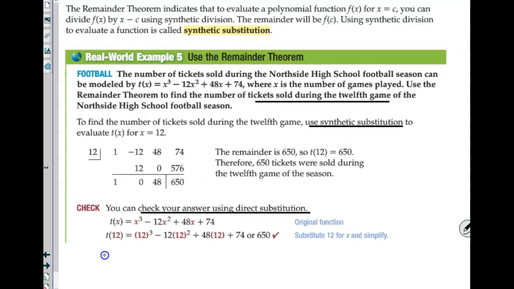All right, this is where they decided would be a good example to use this. You guys see what you think. The number of tickets sold during a high school football season can be modeled by this, where X is the number of games played. Use the remainder theorem to find the number of tickets sold during the 12th game. So they're saying we could put a 12 into here to figure out how many tickets.